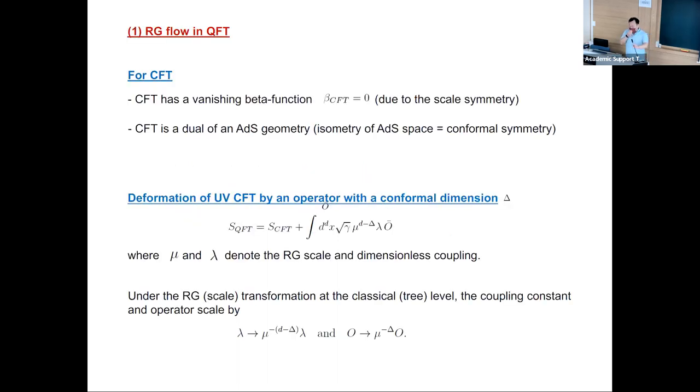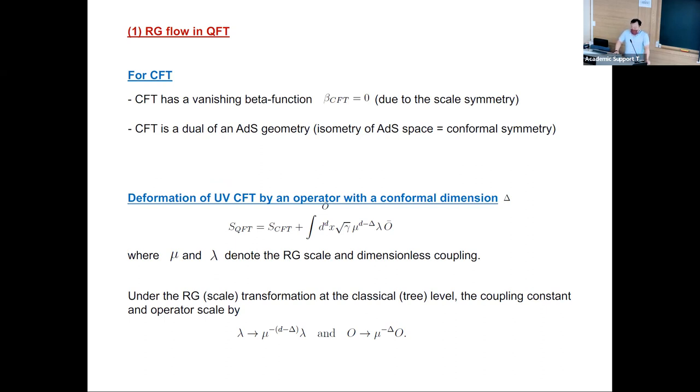Okay, so what is the RG flow? RG flow is when some physical quantity depending on the energy scale changes. So if the energy scale at which we observe a system is changed, then the physical property also changes.